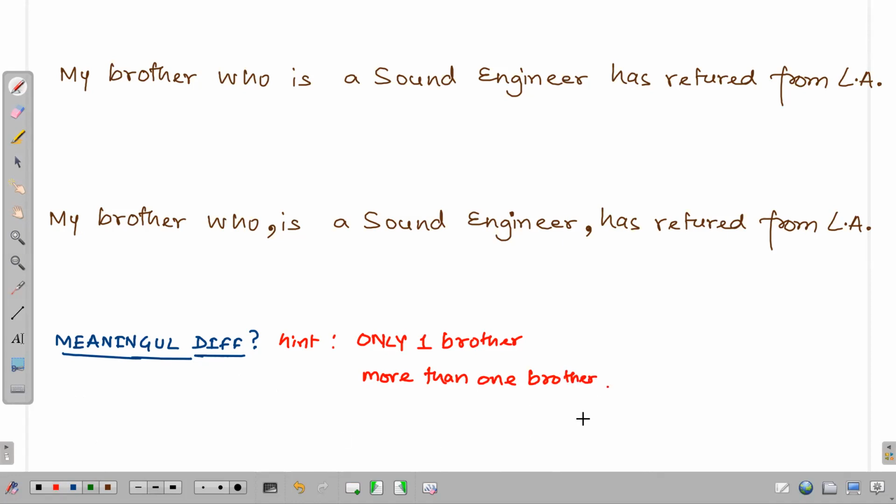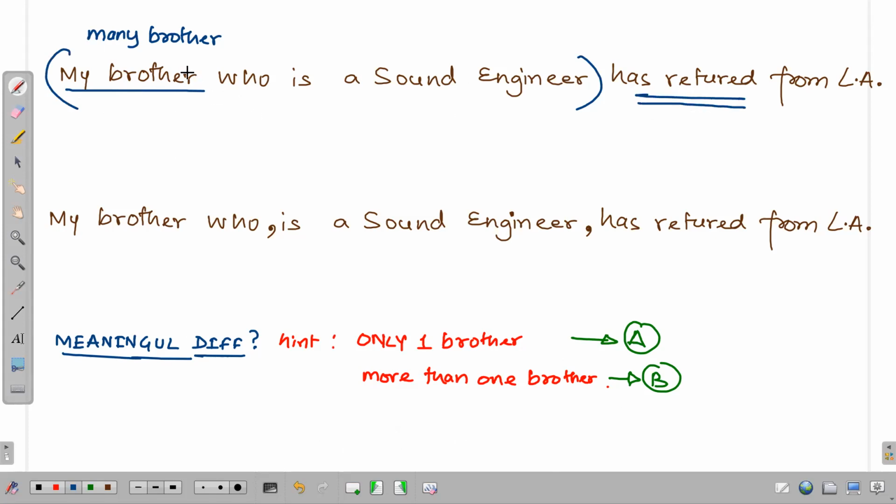If you can guess which is which, you can again pause the video and think about which is referring to which. So let's say this is the A and this is the B. Which is which? Okay, now let's spill the beans. I think this sentence has many brothers, and therefore you are trying to tell me that the brother who's a sound engineer has returned from LA. So because I have many brothers, the one who is actually a sound engineer has returned from LA.